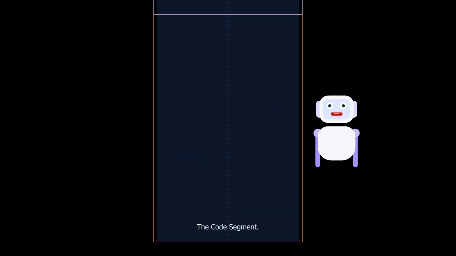The code segment. Every machine instruction your CPU will ever execute lives here. When you write int main in C, the compiler translates it to binary and loads it at these addresses. See those hex addresses? Each one is 1 byte, one instruction, read only. The CPU fetches from here, it never writes back.